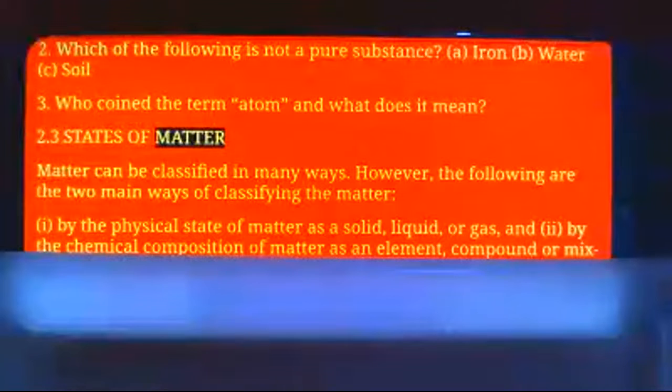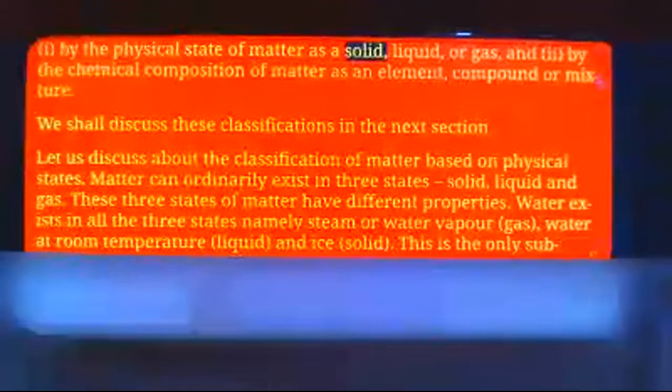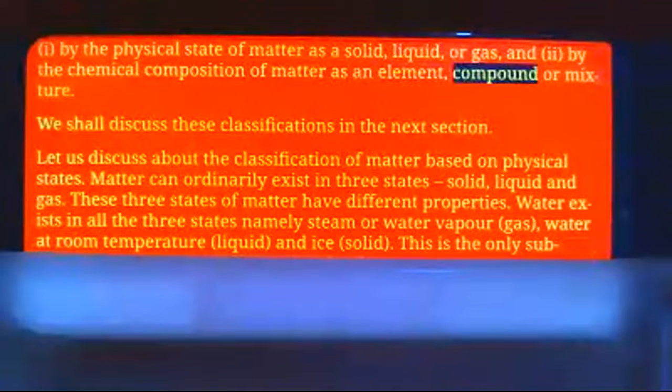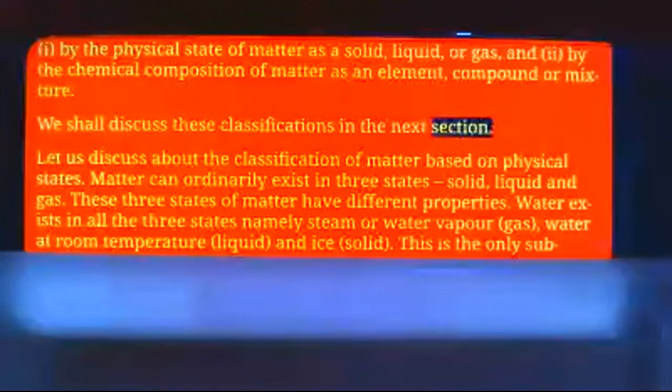2.3 States of matter. Matter can be classified in many ways. However, the following are the two main ways of classifying matter. I. By the physical state of matter: solid, liquid, or gas, and II. By the chemical composition of matter: element, compound, or mixture. We shall discuss these classifications in the next section. Let us discuss the classification of matter based on physical states.